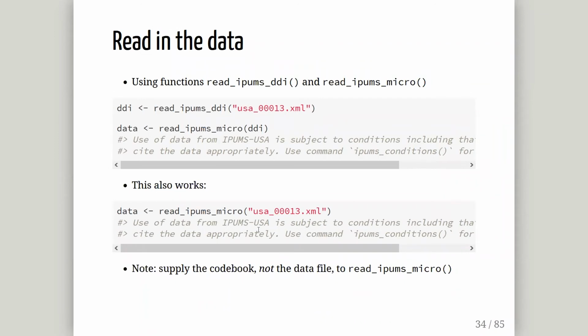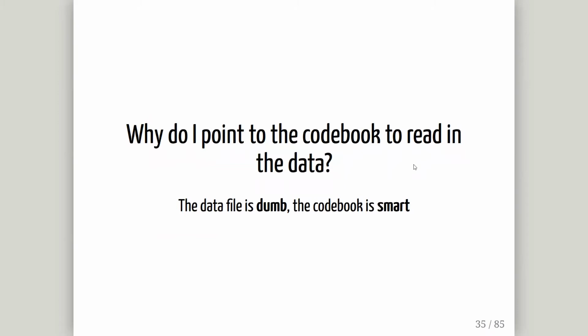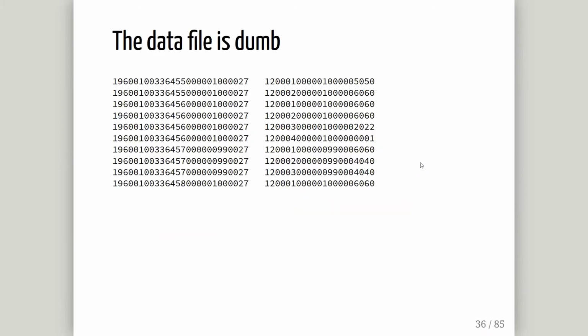So this is another potentially confusing thing. You need to download the data file and the DDI file, but it might be confusing as to why you're pointing to the DDI codebook file, and not the data file itself, to read in the data with read_ipums_micro. So we want to dwell on this for a second. Why do I point to the codebook to read in the data? My attempt to explain this in a hopefully memorable way is that the data file is dumb, whereas the codebook is smart.